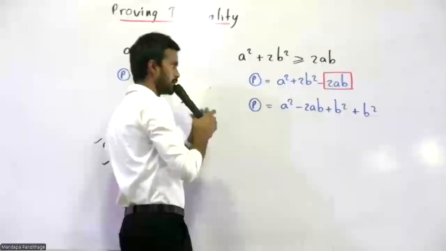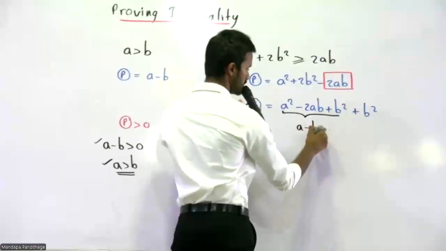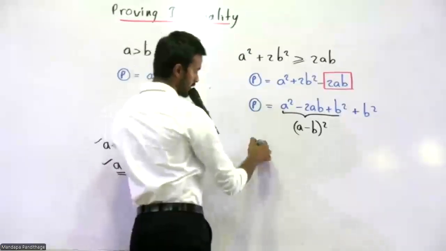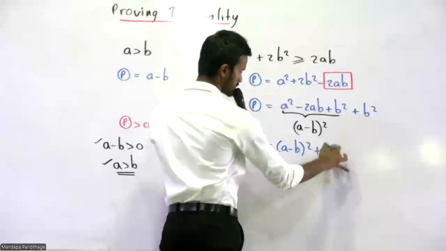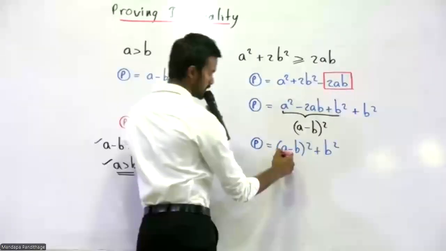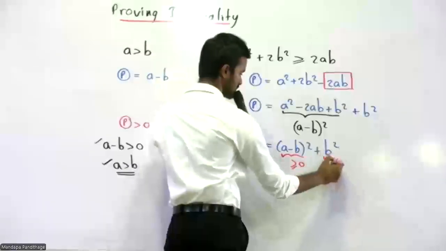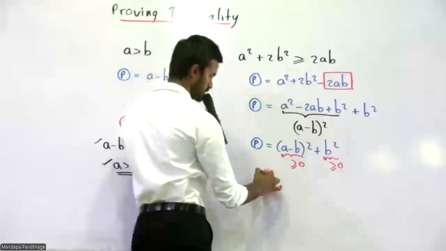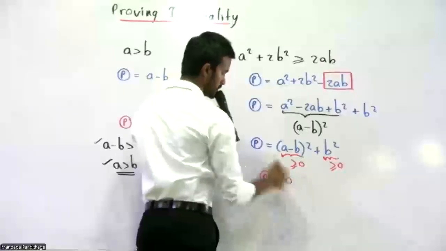Then it is clear that A squared minus 2AB plus B squared is equal to A minus B squared. So the expression I'm simplifying is equal to A minus B squared plus B squared. A minus B squared is a square term, and a square term is always greater than or equal to 0. B squared is a square, so it's also greater than or equal to 0. So when we have the addition of two such values, P is greater than or equal to 0.